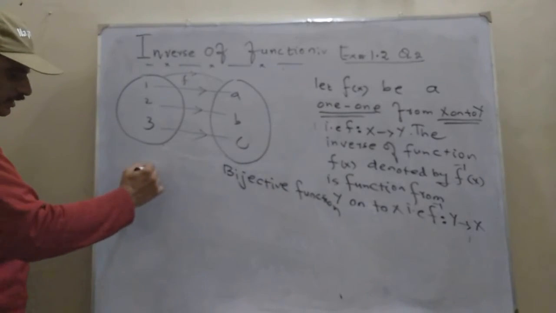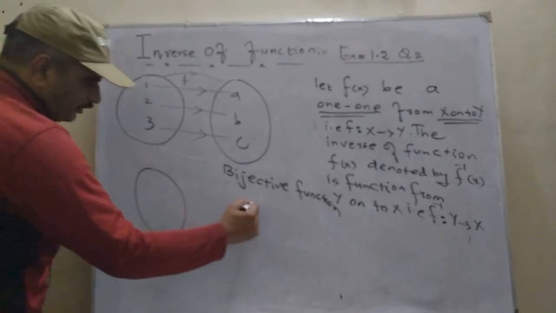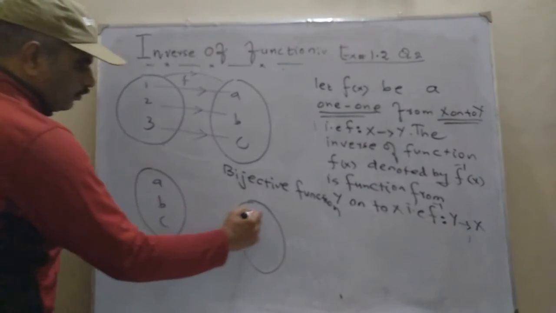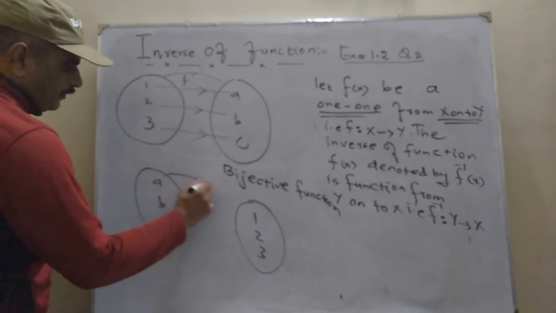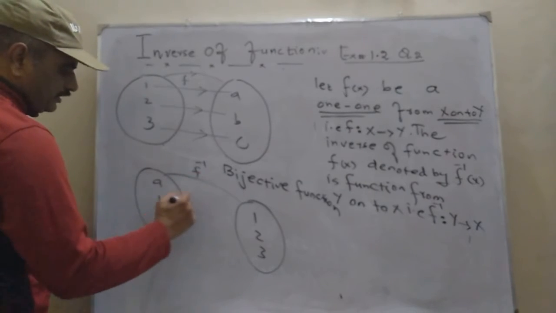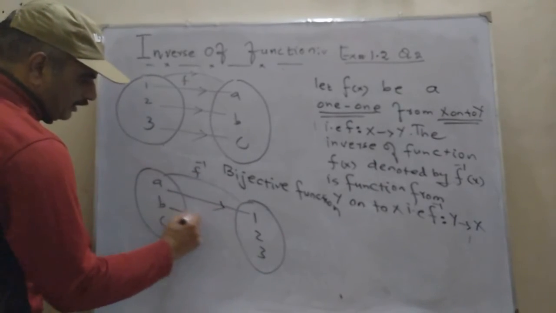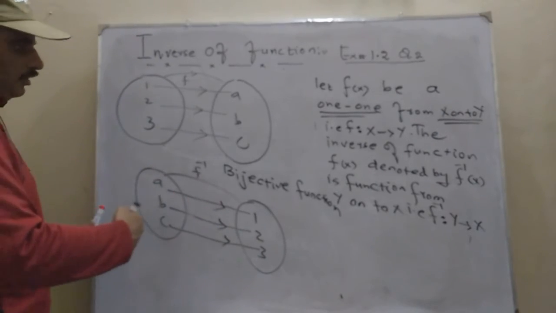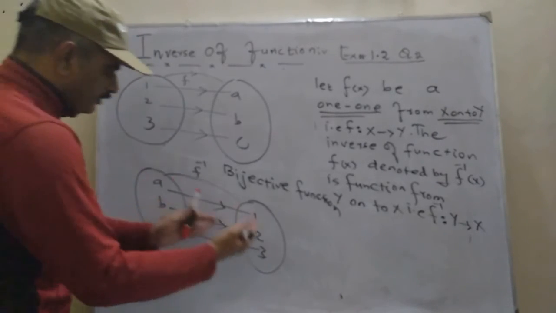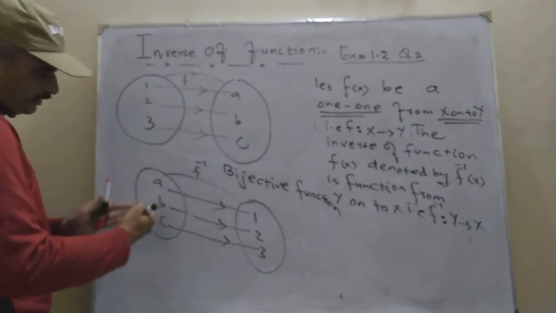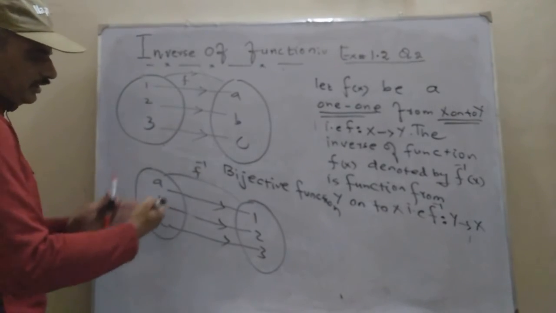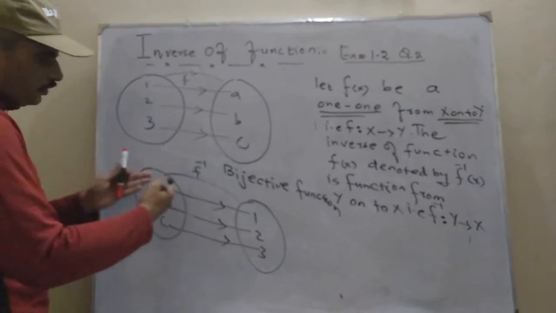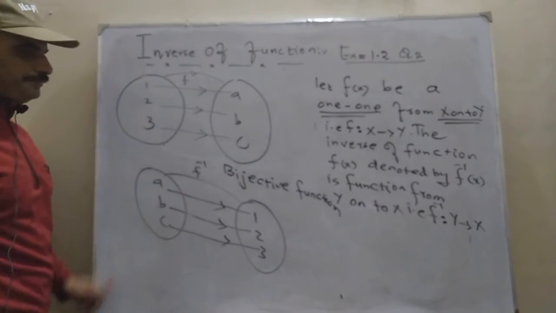Now what will be its inverse? For its inverse, the arrow diagram will be A, B, C, 1, 2, 3. That is the arrow diagram for its inverse. You can see domain of the function becomes range of the function, and range of the function becomes domain of the function in case of inverse. And as it is a bijective function, its inverse exists.